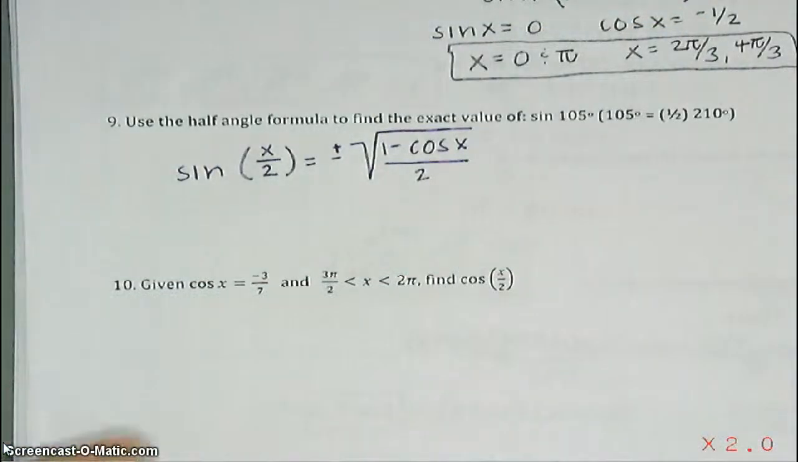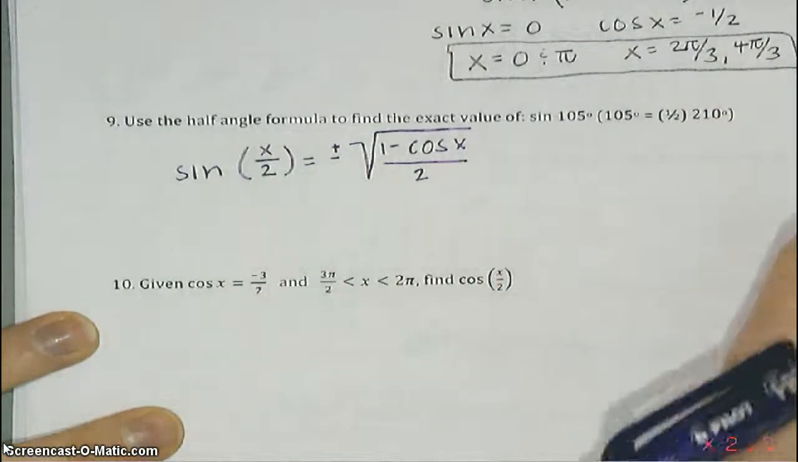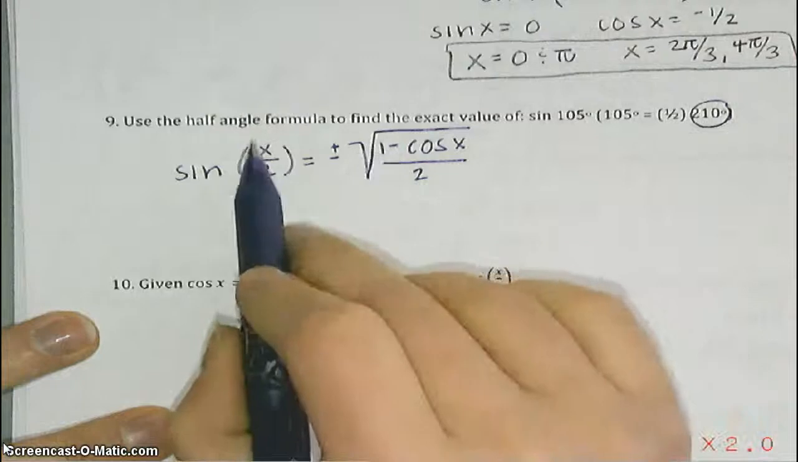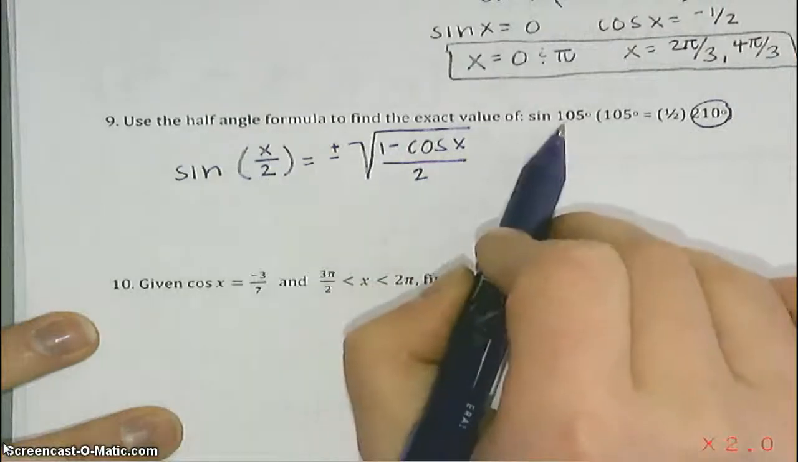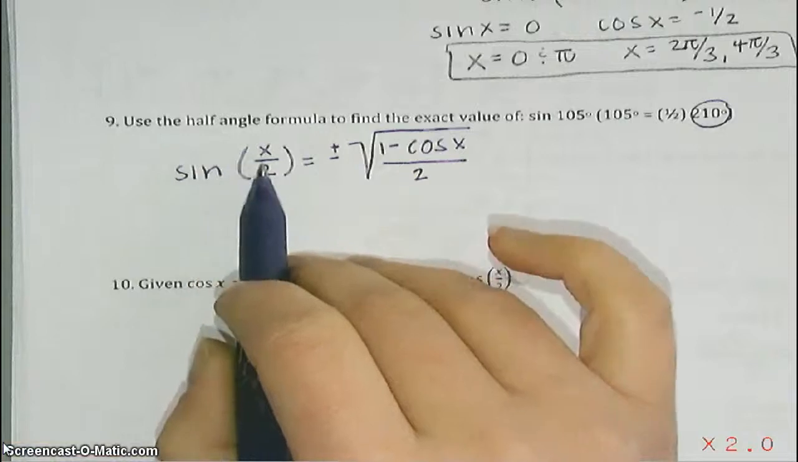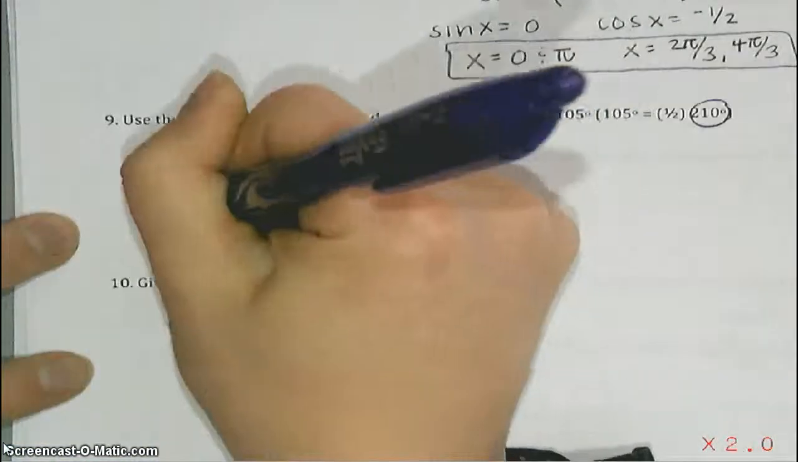They tell us that 105 is half of 210. So essentially what they're saying is that this is going to be what you plug in for x, because 210 divided by 2 is 105. So really doing sine of 210 divided by 2 is the same as doing sine of 105. So I'm going to add that in.